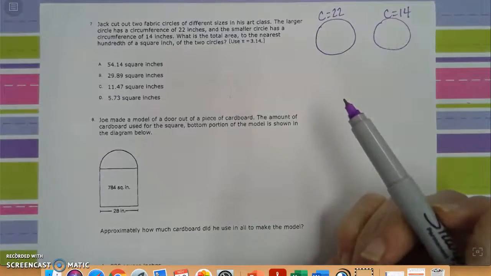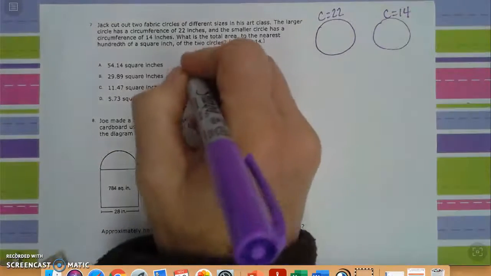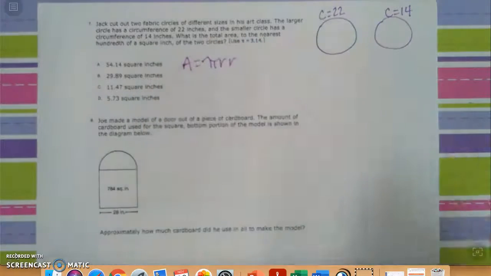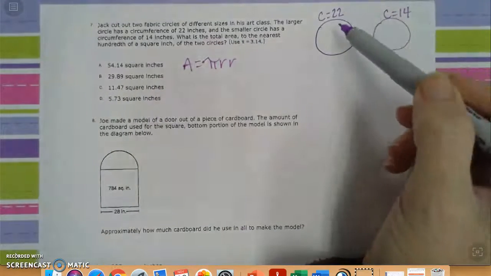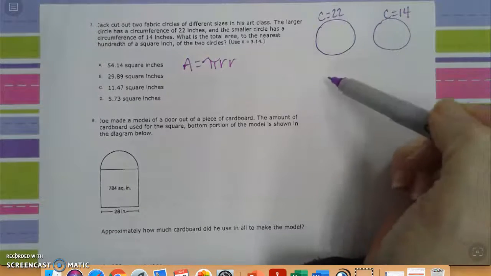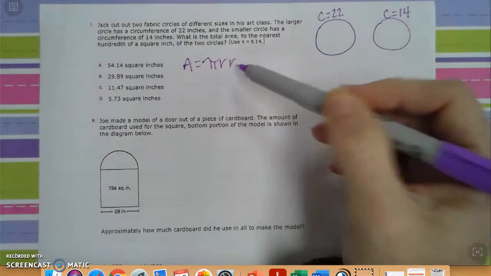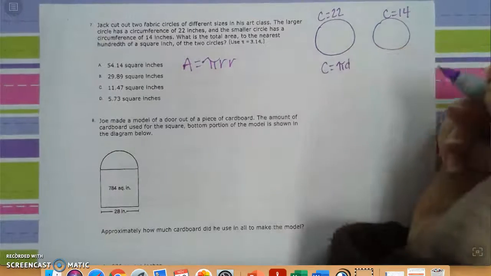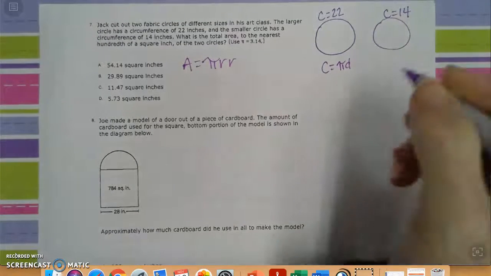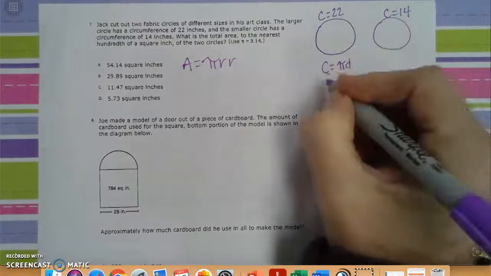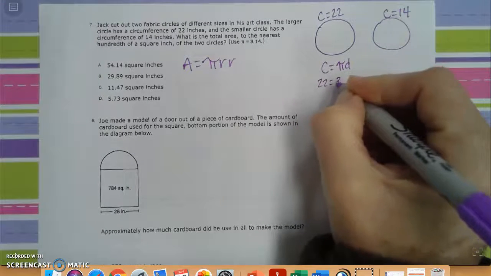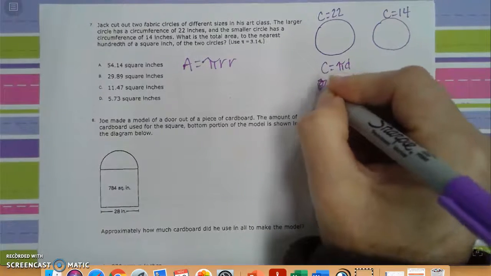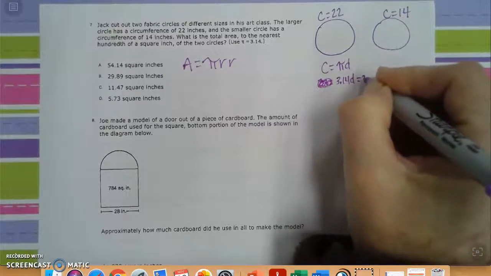Well, before we can get to the area, remember for area, pi times r times r. So we need to figure out how to get from circumference all the way to radius, because that's what we need. If we work these backwards, what we know about circumference is circumference equals pi d. So circumference is 22, pi is 3.14, and I don't know my diameter.